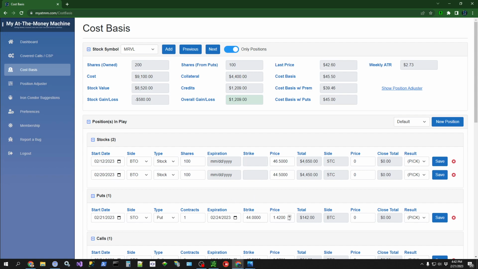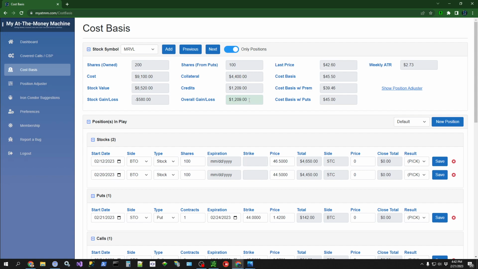Now, I will say you're not going to get $142 each time you do it. You'll get less and less unless the price starts coming back up. But that is a way to prolong your collateral usage if you've reached a point where you don't have another $4,400 to do a new cash secured put position. Anyway, I just wanted to throw that out there, and maybe I'll demo that at some point in the future. But all right, so we've collected $1,209 in premium.